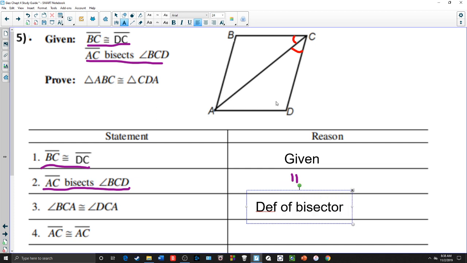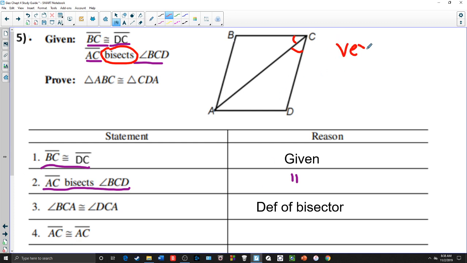And that actually fits with our given, because in the statement here, we're given that AC bisects the angle. So we're given a bisector. In our given statement, it would make sense that we use that definition of bisector in one of our reasonings. So again, it can't be vertical because they don't form an X shape. It can't be alternate or corresponding because both those require parallel lines. So it has to be bisector in the end.